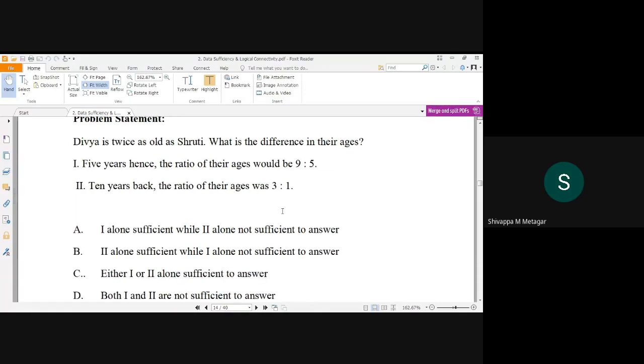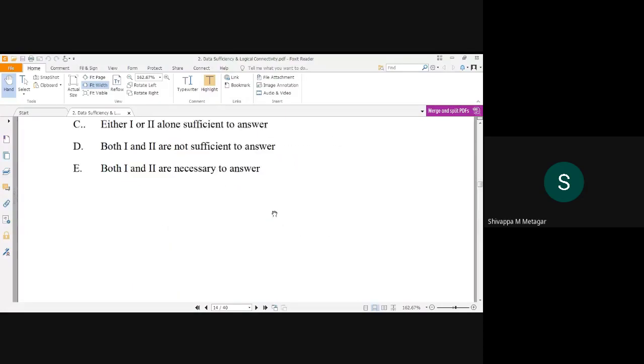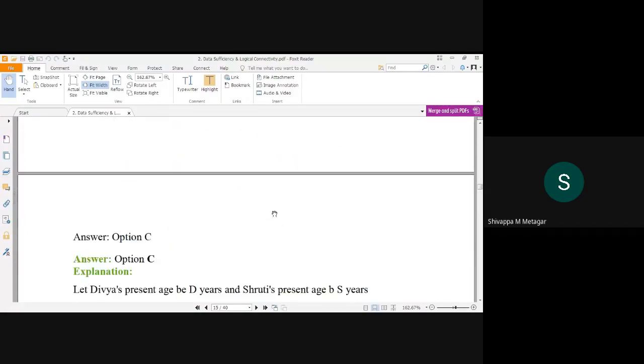Now here you can easily answer the given question based on the first statement or the second statement. 5 years hence the ratio of their ages was 9:5, and D is equal to 2S. Then D plus 5 divided by S plus 5 is equal to 9/5. You can cross multiply, then you will get the value of the difference of their ages. And here also, 10 years back, the ratio of their ages was 3:1. You can see the answer from this one also. Only one statement is needed to answer the question.